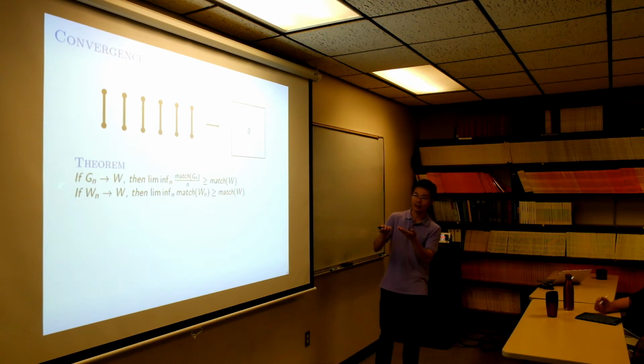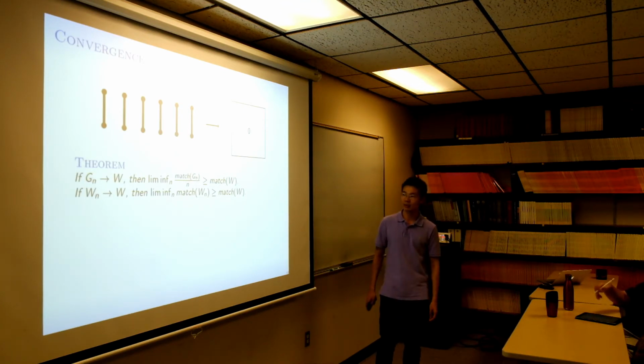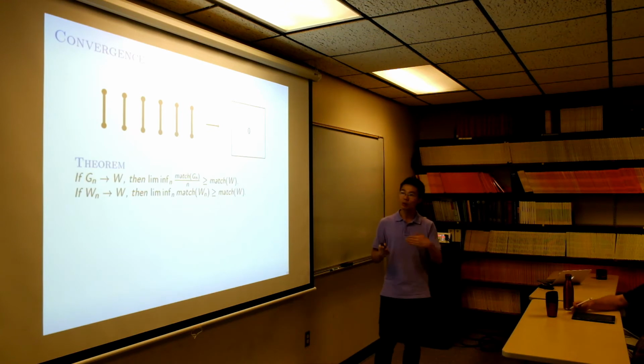And also, if you have a sequence of graphons converging to W, I haven't defined it yet, but you can think of it as just a function, a graph converging to a function. And again, you have the greater than or equal to. The lim inf is greater than or equal to the matching number of W. And we want to study more. We want to say, okay, this is a bad example, but is it in some sense the only bad example?